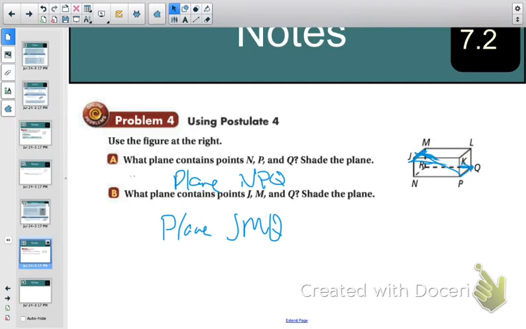So let me redraw that. So if you connected JM to PQ, that would go through the middle of the box, but that is still a plane. It's just not drawn in your figure, okay? But that's what it would look like. It would be cutting that box in half diagonally. Okay, so there is still a plane there, because there's only 3 points. You can draw a plane through any 3 points. Just maybe it's not illustrated in the figure, so you have to draw it.